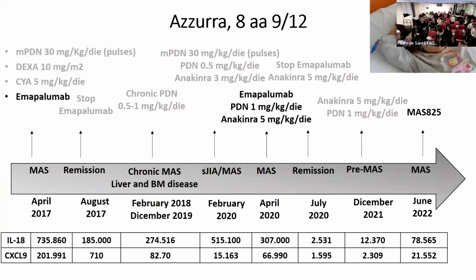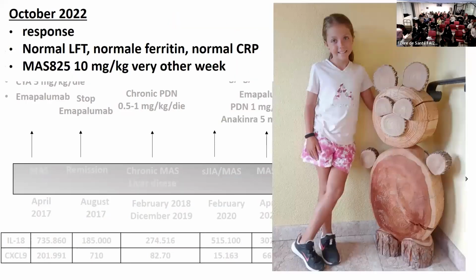This is the patient I showed to you before. Very difficult patient. She responded to emapalumab, but eventually relapsed after either a few weeks or a few months. We tried for almost 1 year to give emapalumab to this patient. She was fine. However, she relapsed again, so she went into MAS825. 6 months later, she looks like this. So that's great. No other treatment, and everything is normal.